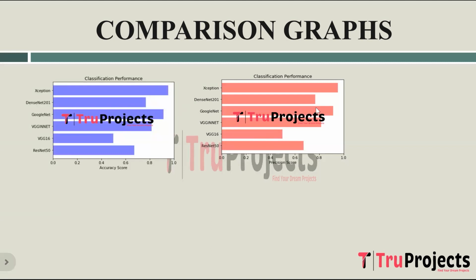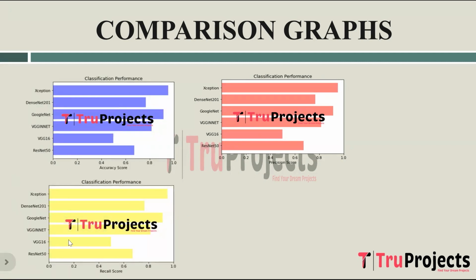This is the precision comparison graph. On the x-axis, we have precision score, and on the y-axis, we have algorithm name. Precision is a metric that assesses the accuracy of positive predictions made by the model. It calculates the ratio of true positives, correctly predicted positive instances, to the total number of positive predictions, true positives plus false positives.